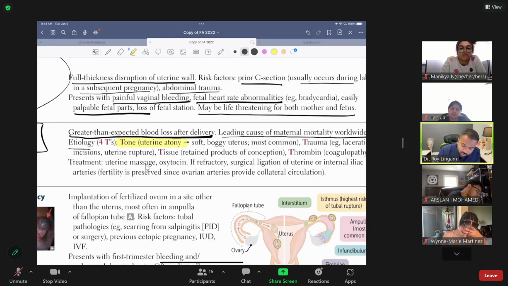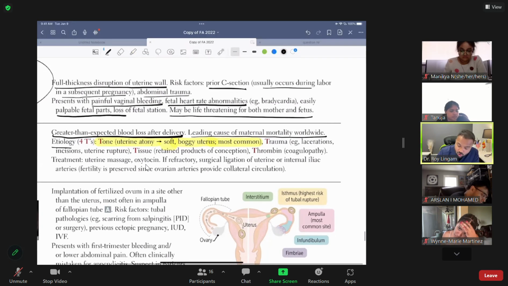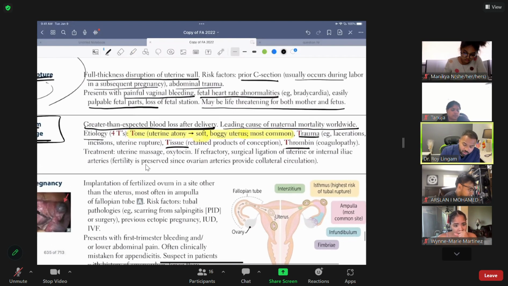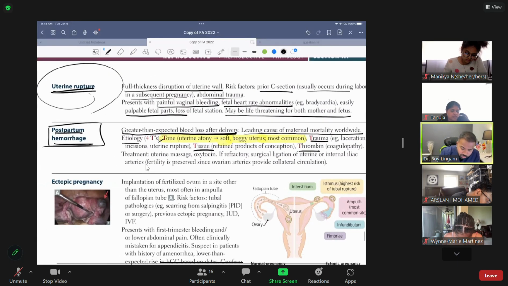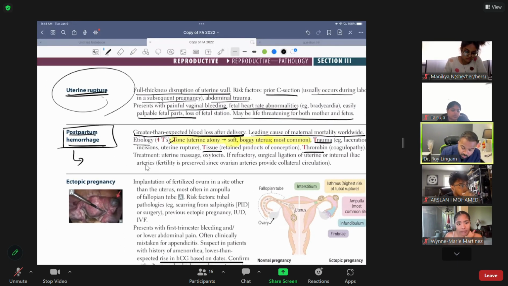Uterine atony. After the baby is out, the uterus is stretched and not doing anything. We call it a soft, baggy uterus. That's the most common, folks. Number 2, trauma. Some trauma can happen, or some tissue is retained, or some blood clotting issue. All these things can happen, folks. So the treatment you need to know is for the atony. What do you do at this point? You have to make the uterus contract somehow. So the treatment, if I were to write here, your object, right?